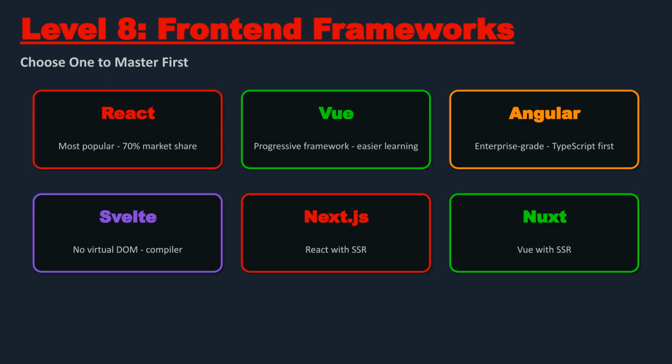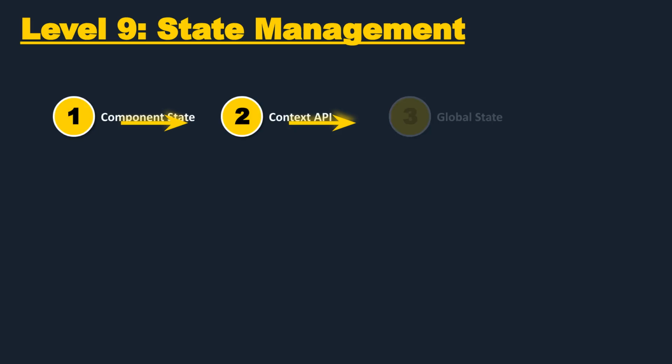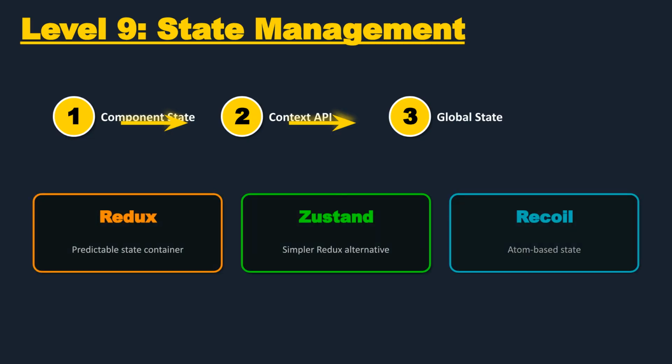You should choose one to master first, such as React, Vue, or Angular. You can also explore frameworks offering server-side rendering like Svelte, Next.js, and Nuxt. Level 9 is state management. Progress from component state to context API and ultimately to global state solutions. Popular state management libraries include Redux, Zustand, and Recoil.